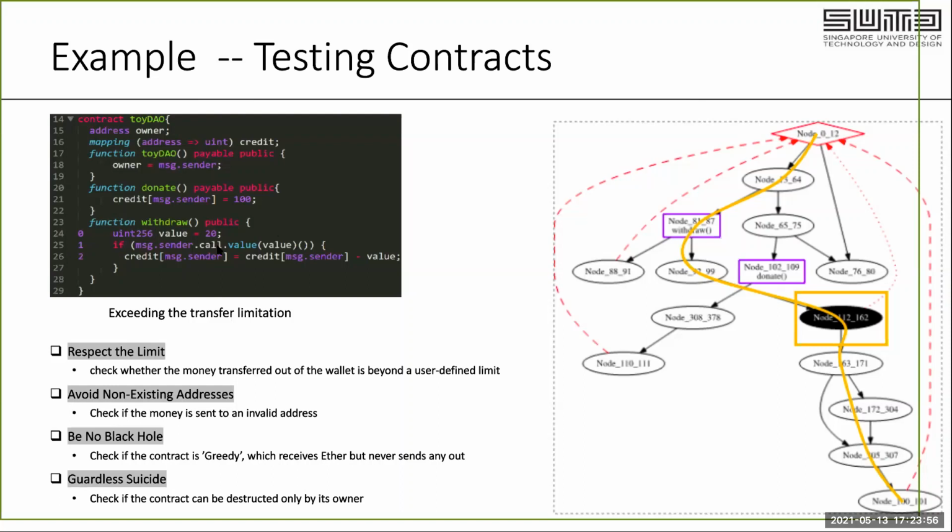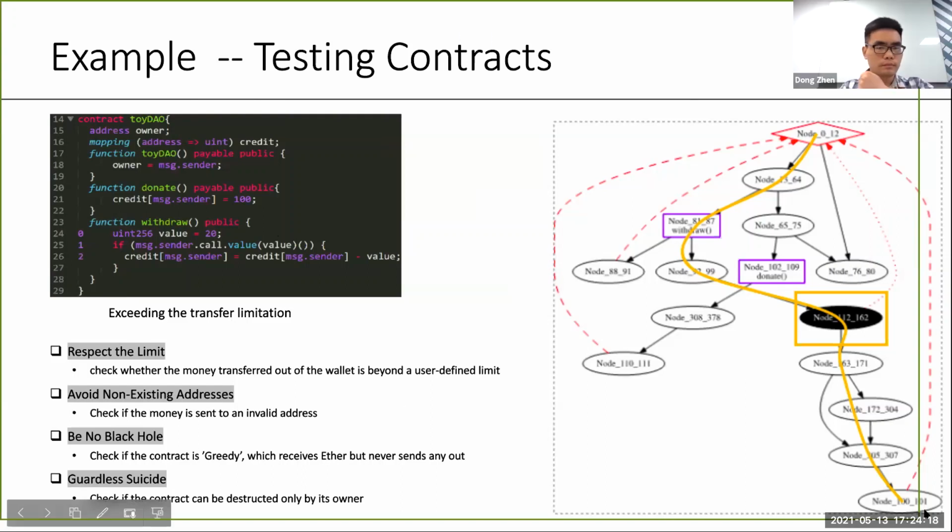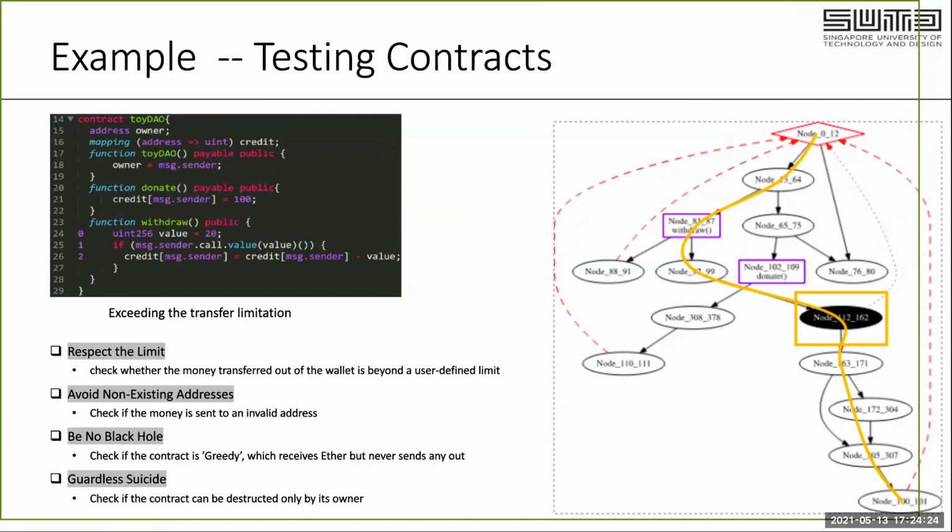To prevent such vulnerabilities, we define several properties concerned by users in our tool, like respect the limit, avoid non-existing addresses, no blank, and gasless suicide extra. Then we construct the control flow graph of the contract and concentrate on the money-related parts to avoid the time-consuming solving and path exclusion. With the help of an SMT solver, we will return to the users whether certain properties are violated or not.